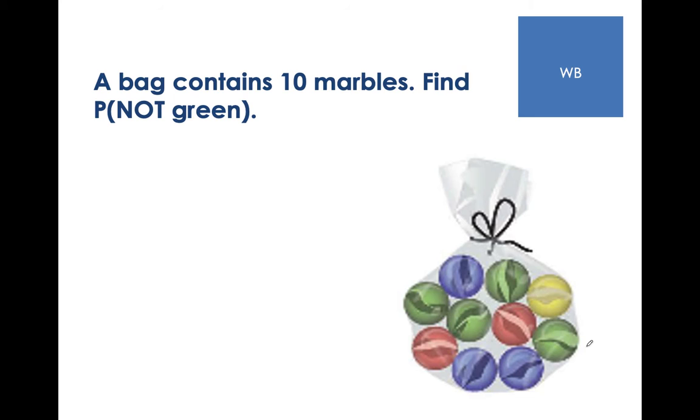Using this bag of marbles, find the probability that you would select a marble that is not green. There are 10 total marbles in this bag, 4 of which are green, so the likelihood of you picking something that is not green is 6 out of 10, or 3 out of 5. 3 out of 5 is more than half, so that is likely that we would pick something that is not green.